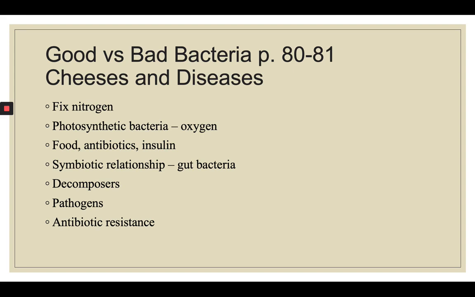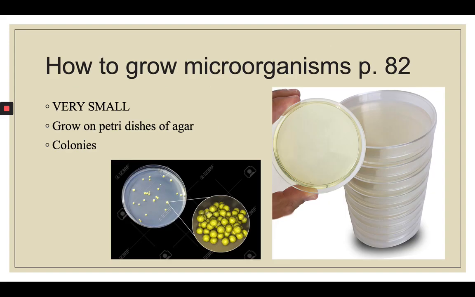So bacteria can be good or bad. How do we grow bacteria in order to learn more about it? This is on page 82 in the lab manual. Bacteria are very small. They're very, very tiny. A single bacterium, you can't even really view with your own eye. And even the pictures I showed on the earlier slides, we are zooming in over 1,000 times normally on a microscope for you to see that.